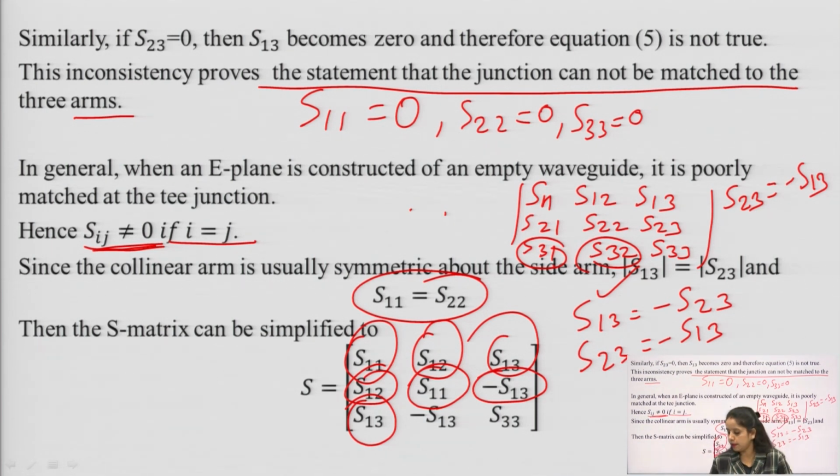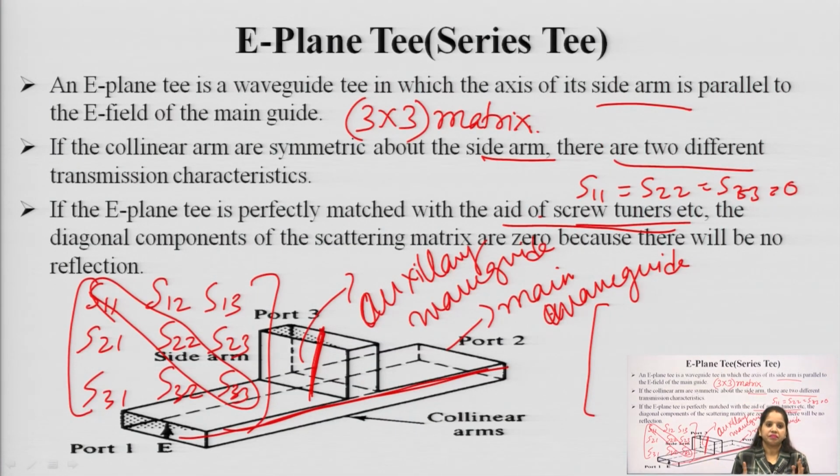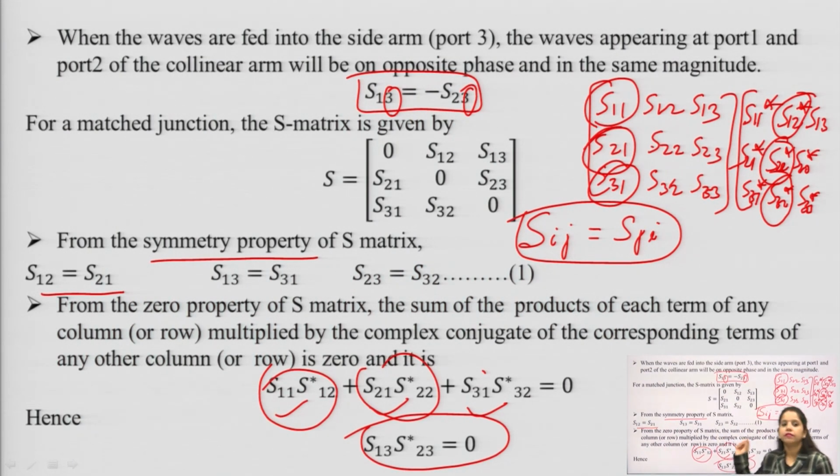So, what we have done here, again for the recap purpose, because this is a very important part: E plane T, three ports, that's why a 3 cross 3 matrix should be applicable here. And here we have the first property of an E plane T, that is S13 should be equal to minus of S23, and if we assume that all the 3 ports are matched, these are the equations. Now comes the second property, that is symmetry property, Sij is equal to Sji. Now comes the zero property, through which we are getting this one.